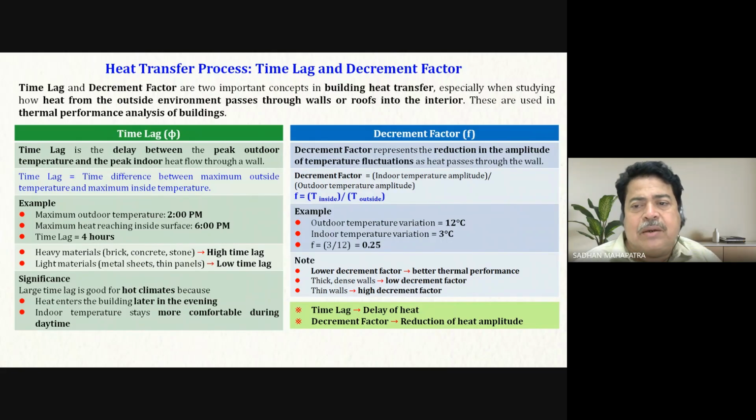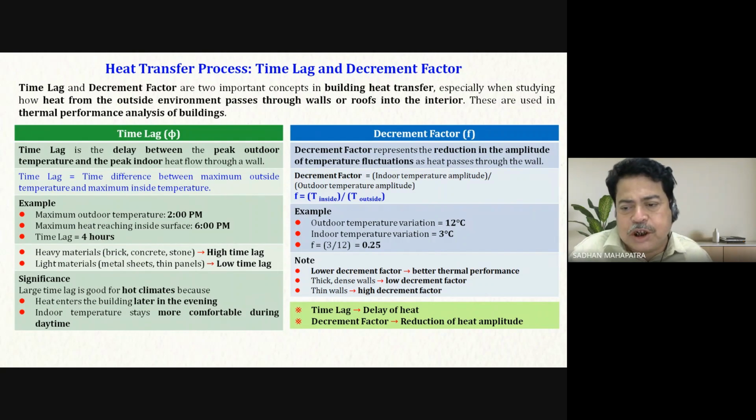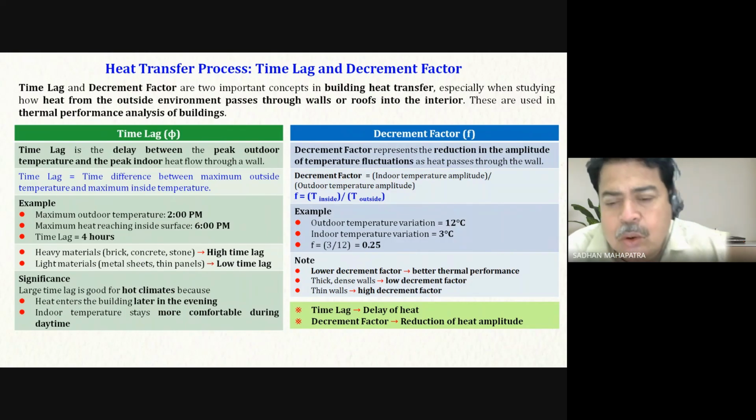Decrement factor represents the reduction in the amplitude of temperature fluctuation as the heat passes through the wall. So it is the indoor temperature amplitude divided by the outdoor temperature amplitude. Say, for an example, outdoor temperature variation is 12 degrees centigrade and indoor temperature variation is 3 degrees centigrade. So your decrement factor is the ratio of these two. So 3 by 12 is 0.25. Now, lower decrement factor means better thermal performance.